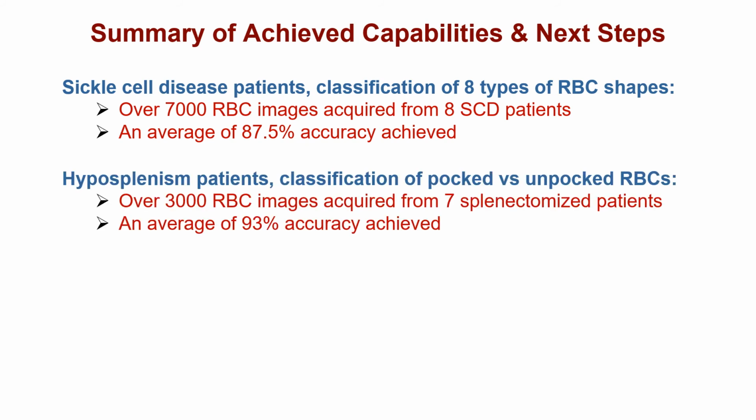For hyposplenism patient samples and classification of pocked versus unpocked RBCs, over 3,000 RBC images were acquired and labeled from 7 splenectomized patients. An average of 93% accuracy was achieved, good enough to begin testing the method for medical diagnosis.